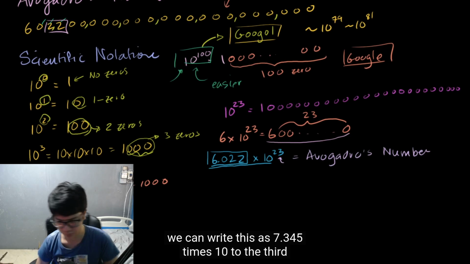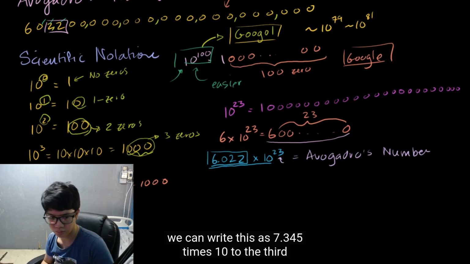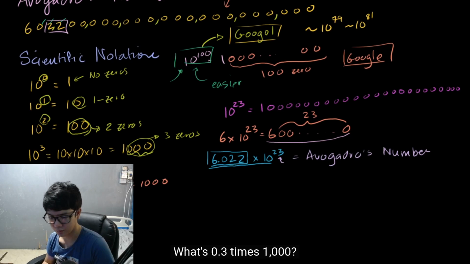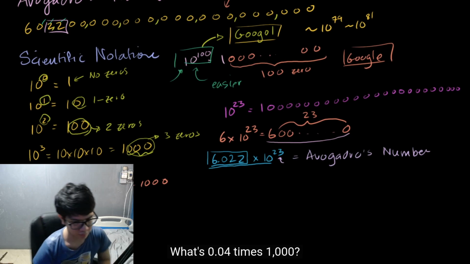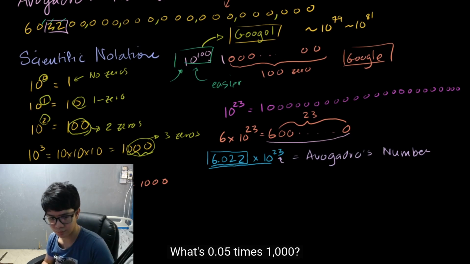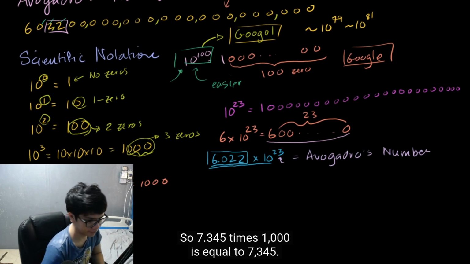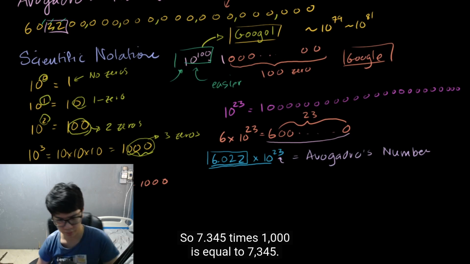We can write this as 7.345 times 10 to the third. So it's going to be 7,000 plus 0.3 thousand. What's 0.3 times 1,000? 0.3 times 1,000 is 300. What's 0.04 times 1,000? That's 40. What's 0.005 times 1,000? That's a 5. So 7.345 times 1,000 is equal to 7,345.